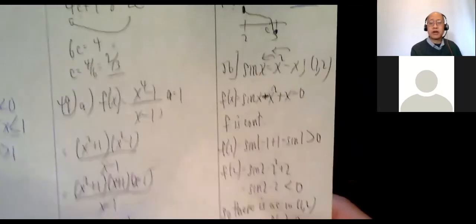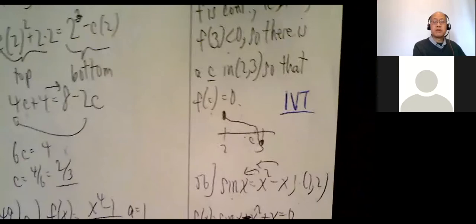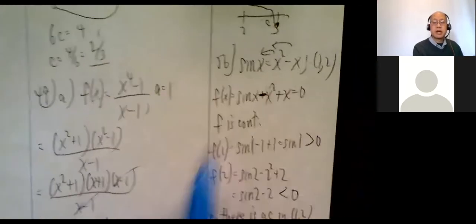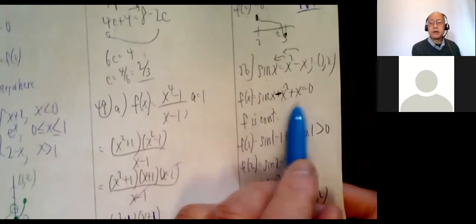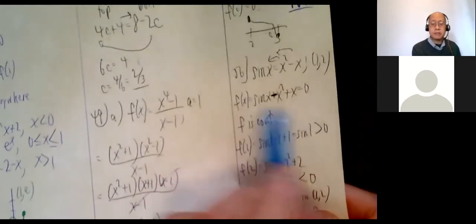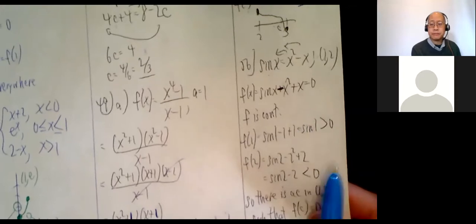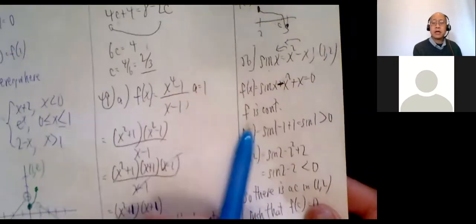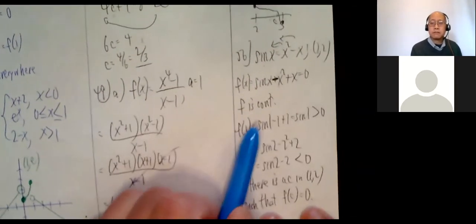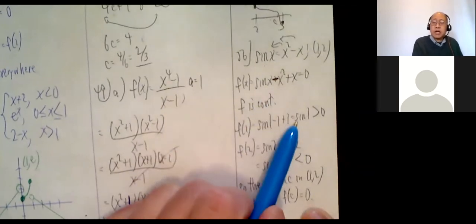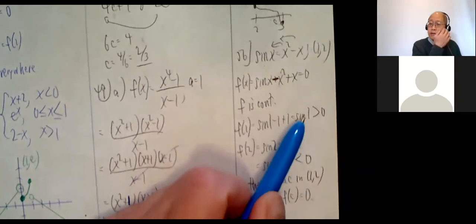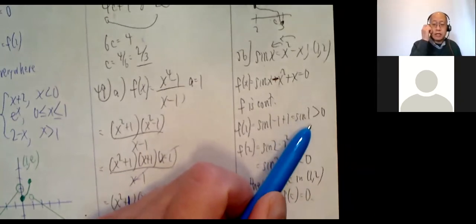Okay, now the function is continuous. Trig functions are continuous. Polynomials are continuous. The sum of continuous functions is continuous. Okay, plug in 1. I get sine of 1 minus 1 plus 1, which is sine of 1. Sine of 1 radian is positive. You can punch it in your calculator if you want, but it's positive.